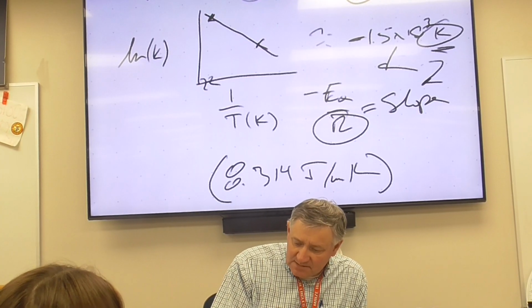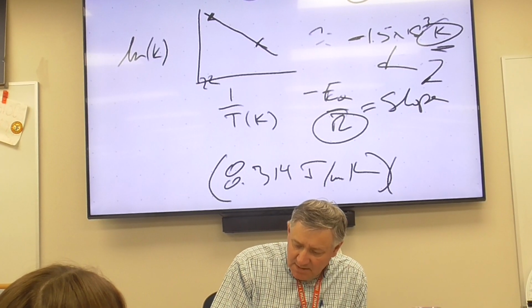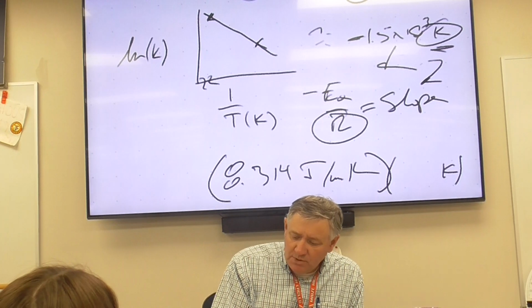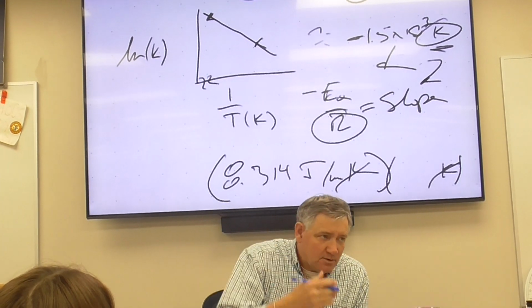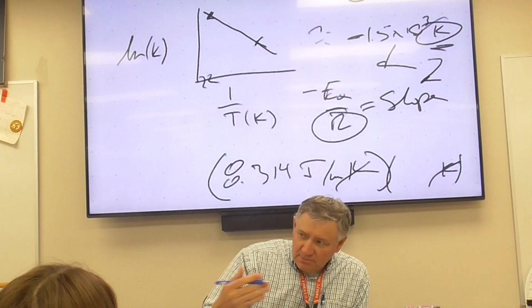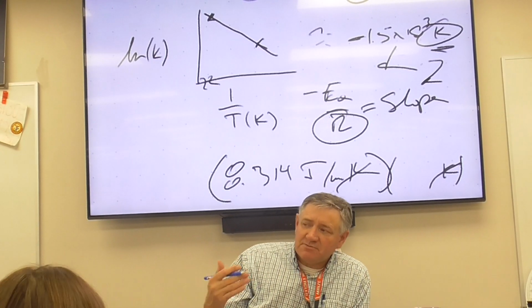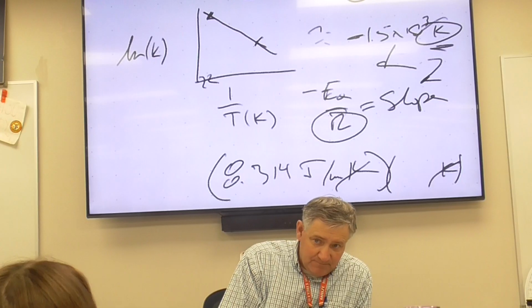So you've got that slope, which is in Kelvin, and when you multiply it by joules per mole Kelvin, the Kelvin cancels out. You're left with joules per mole. That's what activation energy is measured in. Okay?